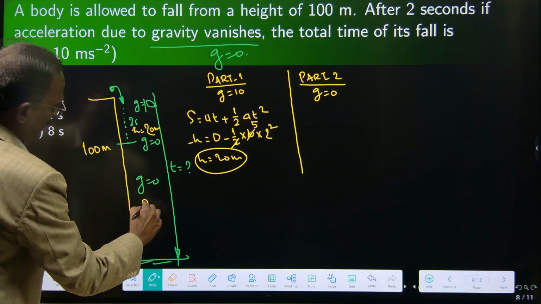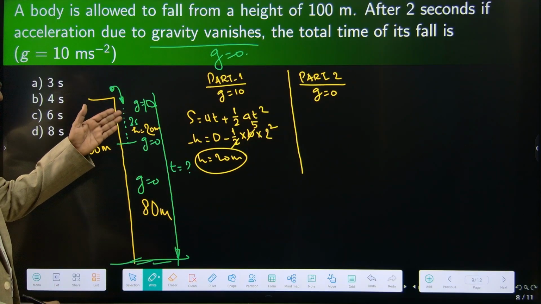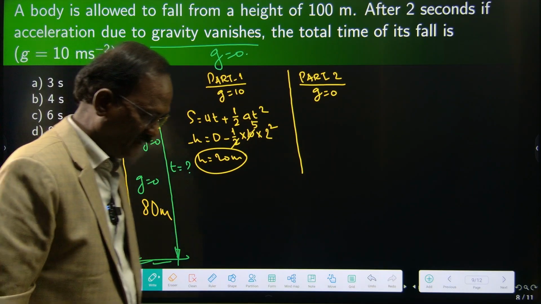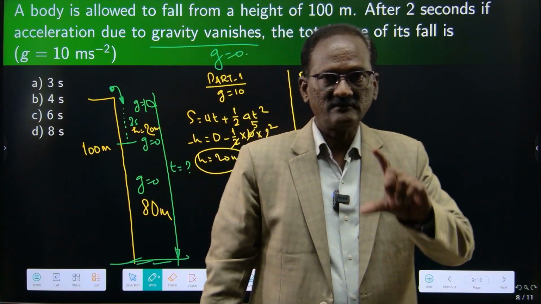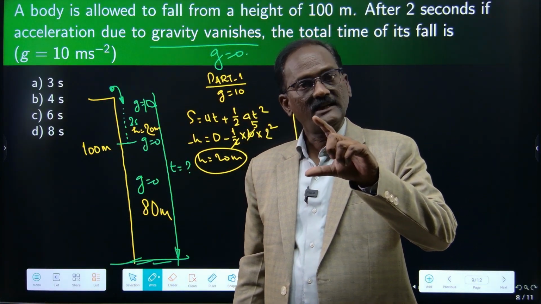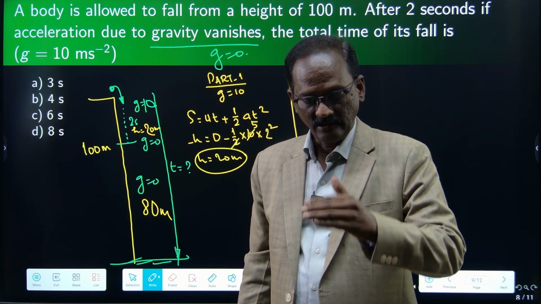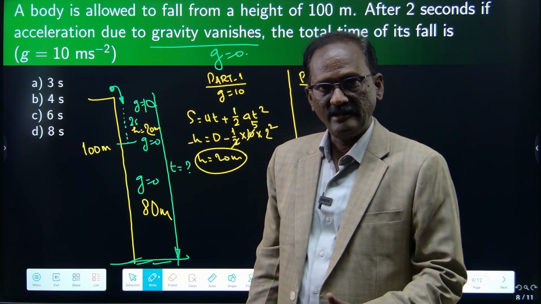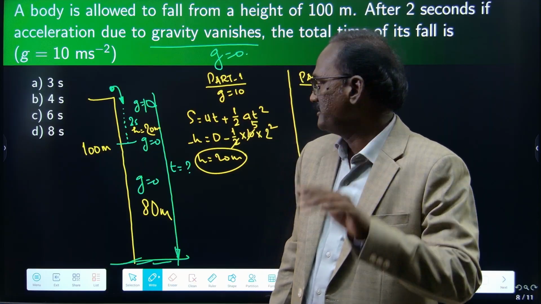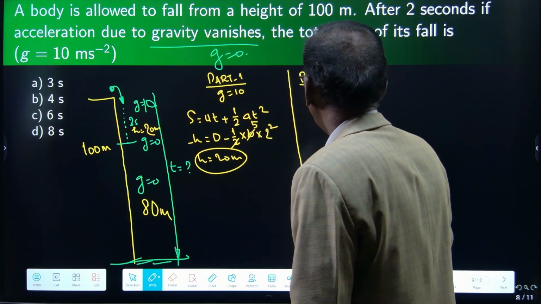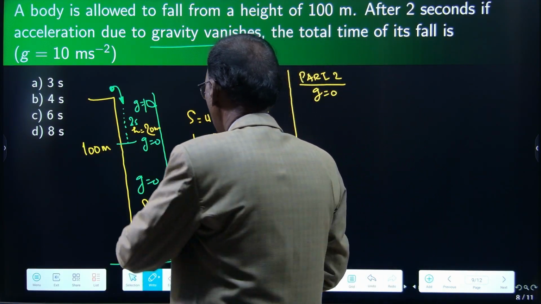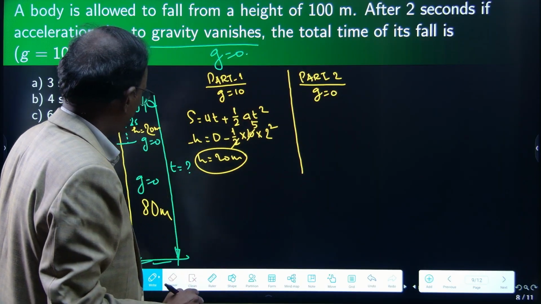So this height will be 80 meter. Yes, 100 minus 20, 80 meter. So for part 1, with g equal to 10, it is traveling for 20 meter. Then the rest of the distance, 80 meter, it is traveling without g value. No g value here, so here g is equal to 0. Now we are going to find the time, right?